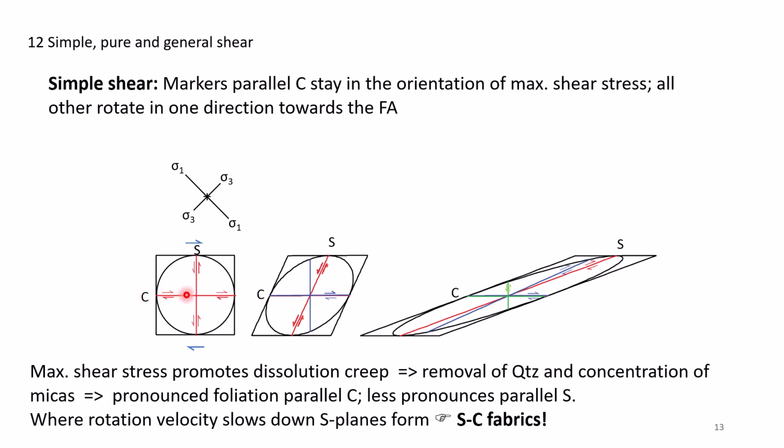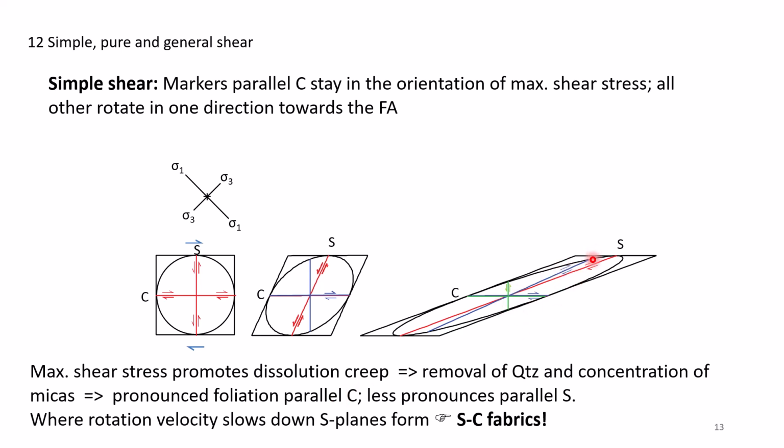In the orientation of the C-plane, we maintain the maximum shear stress, and that promotes very effective dissolution creep. If dissolution creep is strongest along the C-plane, we will remove most of the quartz along this orientation, and that will relatively enrich insoluble or less soluble mineral phases such as mica. And from the removal of quartz, a mineral phase that is easy to dissolve, and the concentration of micas, we will produce a pronounced foliation parallel to the C-plane.